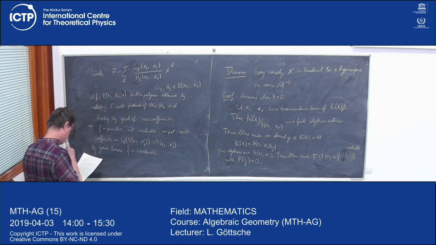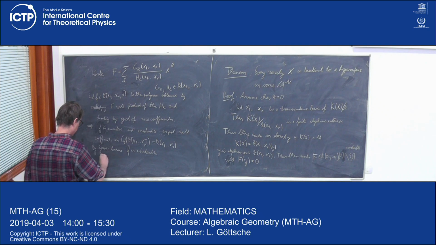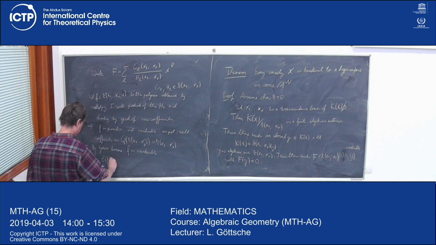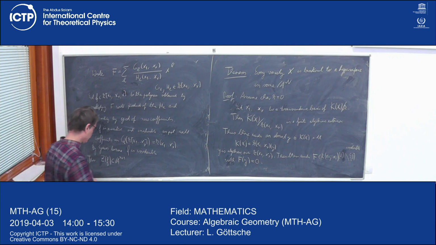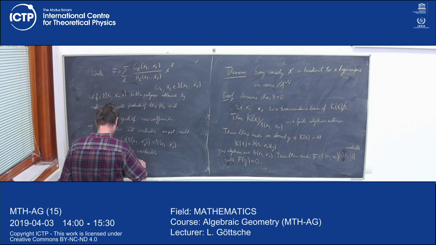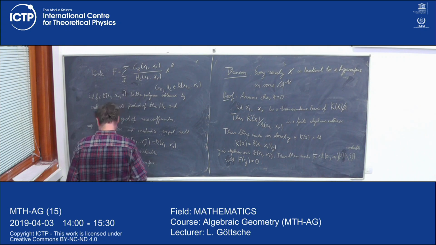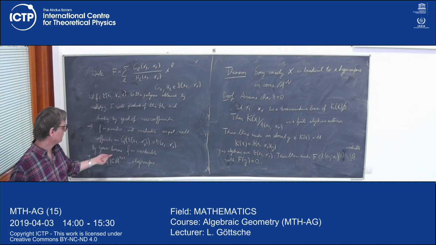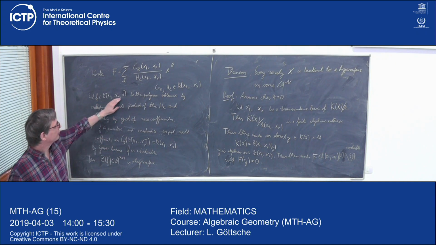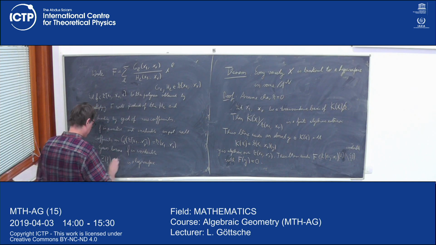Okay. So thus the zero set of f in A^(r+1) is a hypersurface, an irreducible hypersurface. You just say f is an irreducible polynomial in k[x1 to xr, x], so in r plus 1 variables.